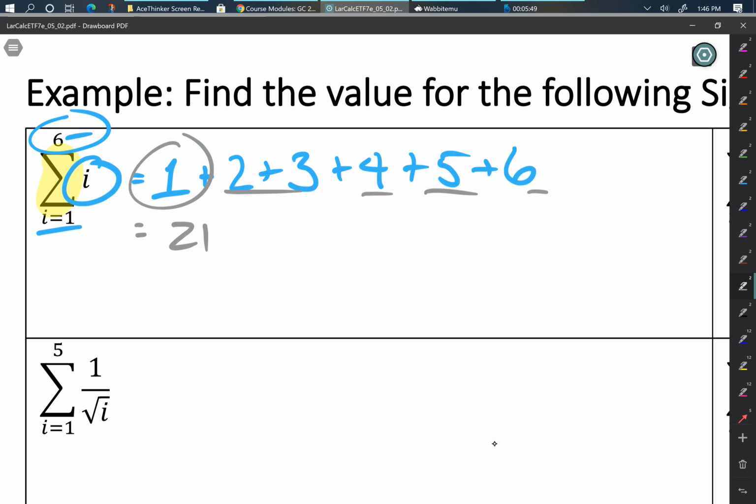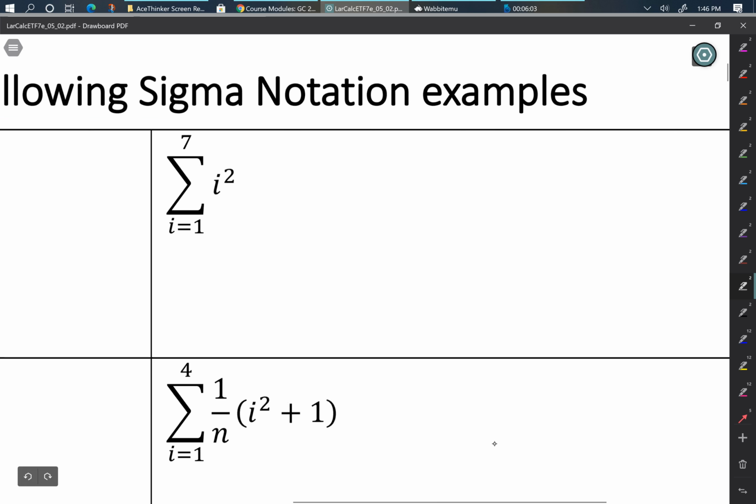So basically what I'm saying here is I've got this notation that I'm going to be using a lot for the rest of chapter 5. And I'll be using it again when I get into my Calc 2. It's summation notation. Right? All right, so here's another example.